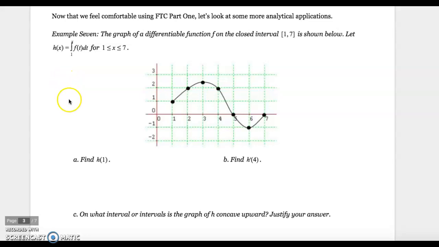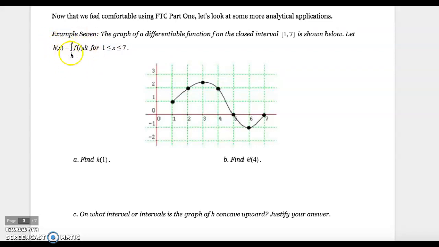Okay, so today we're going to be looking at some more analytical applications of the fundamental theorem of calculus, part 1. And so we're going to start off with this prompt. The graph of a differentiable function f on the closed interval 1 to 7 is shown below. Let h of x be the integral from 1 to x of f of t dt for 1 to 7. So this is a function defined by an integral.